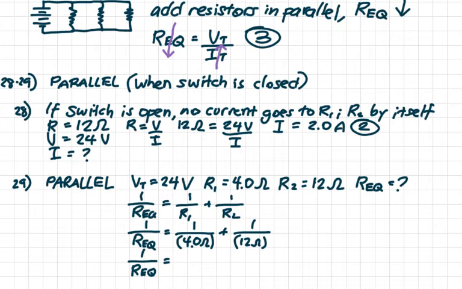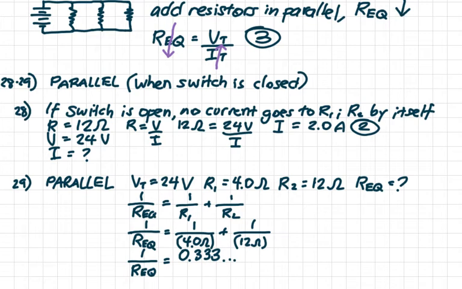Now again, you can go and find the least common denominator, which is 12, so that 1/4 is actually 3/12. Add the fractions, you get 4/12, and then you flip it, 12/4 is 3. So our equivalent is going to be 3 ohms. But you don't have to do it that way, just add the fractions. 1/4 plus 1/12 gives you 0.33.